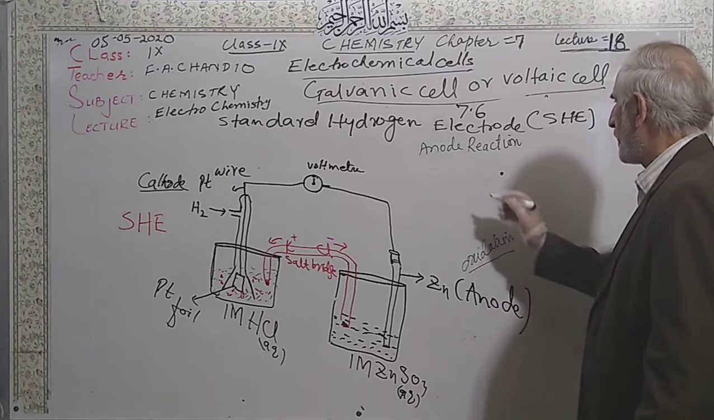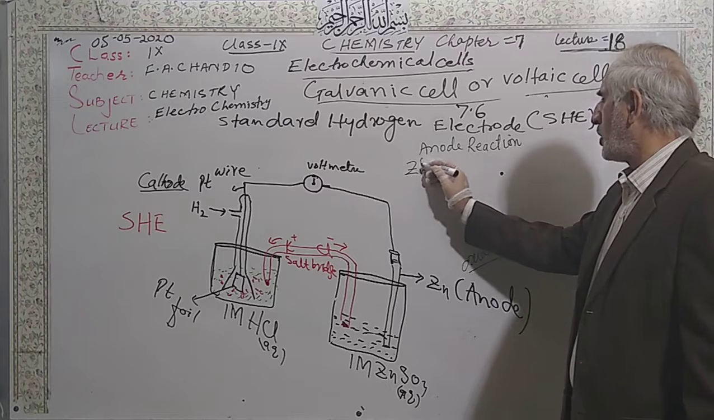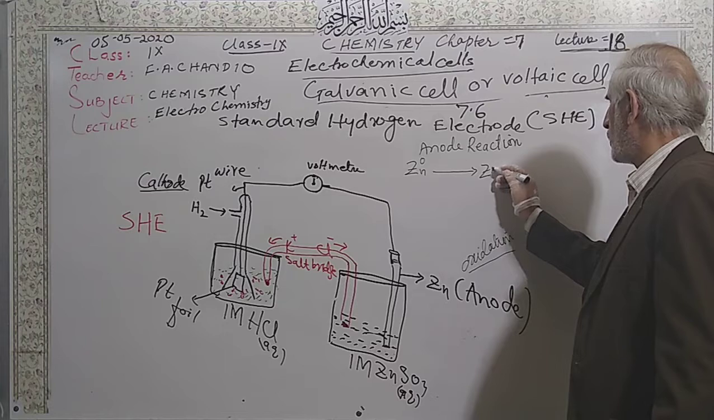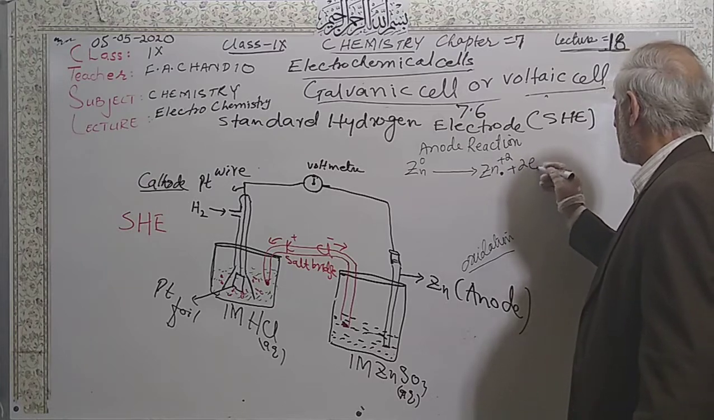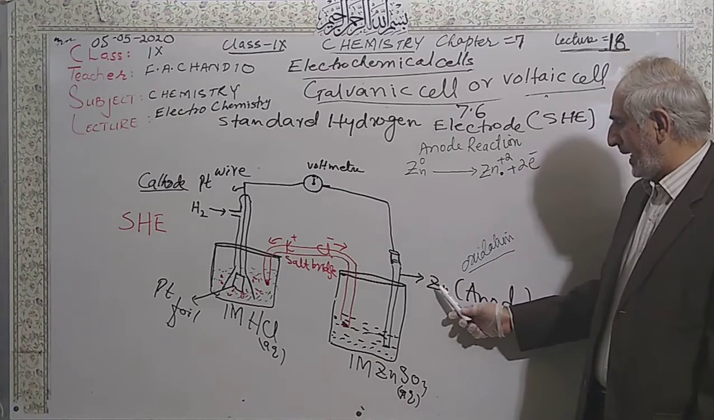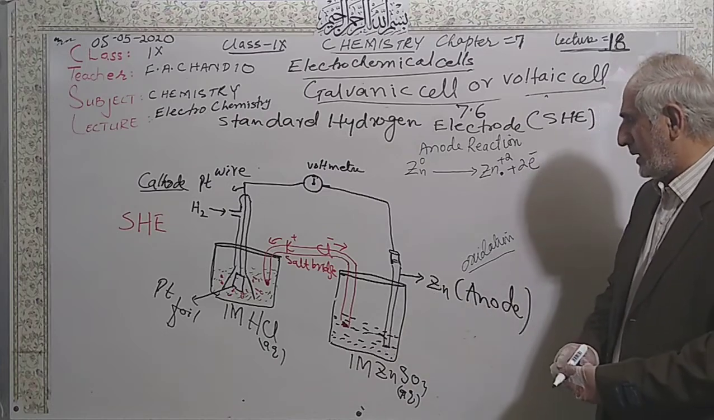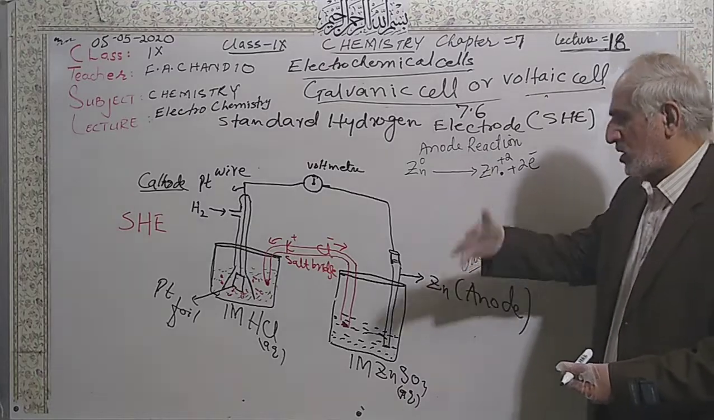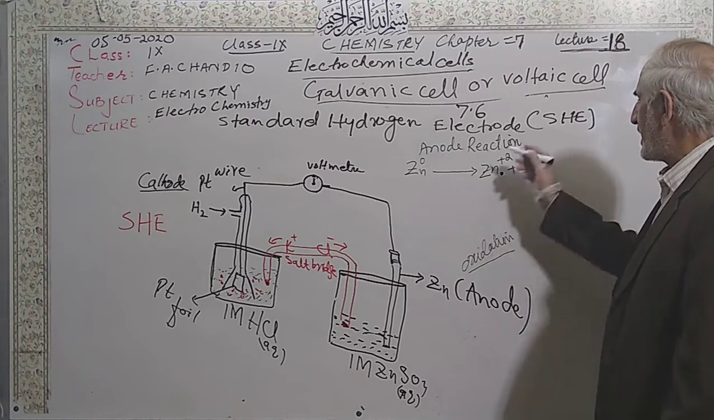Yes, there is oxidation. So zinc 0 changes into zinc positive 2 by the loss of 2 electrons. Now, dear students, it means that zinc metal is going to be dissolved to form more zinc ions. More zinc ions are going to be formed in the solution, and zinc is slowly and gradually going to be consumed. So this is the anode reaction.